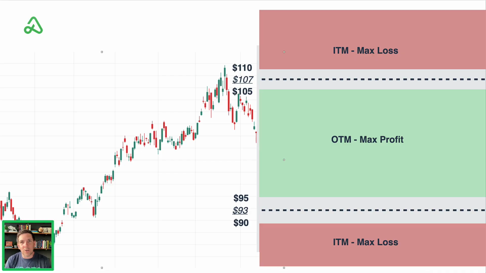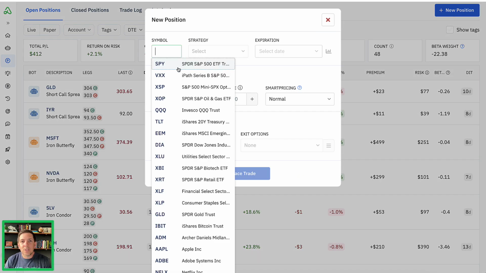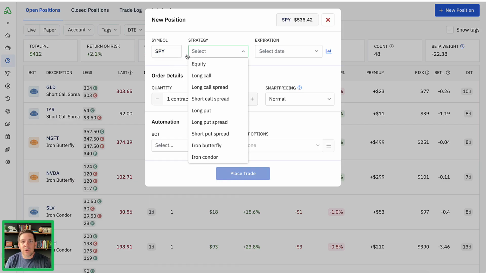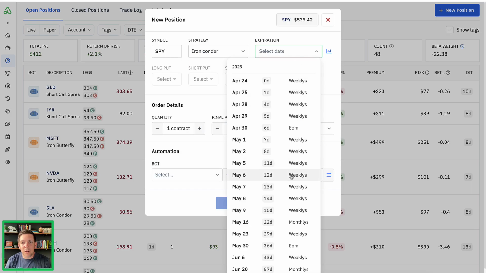All right, so let's go through a couple examples here so you can see how to build out an iron condor yourself. So inside of Option Alpha, if you go into your position tab, we can actually just build out an iron condor straight from a new position screen. So if you want to build out an iron condor from scratch, you don't want to use anything else, you just know exactly what you want to find. You go in here, type in the symbol that you want to trade. We're going to go down here to iron condor, and then we're going to select the expiration that we want.